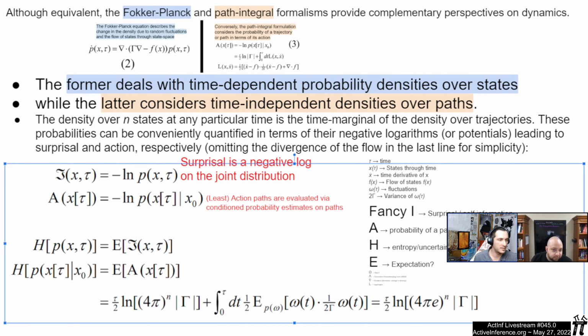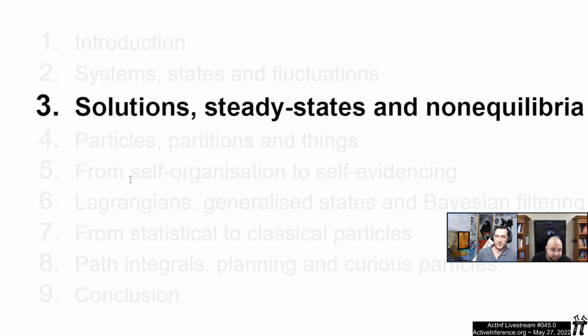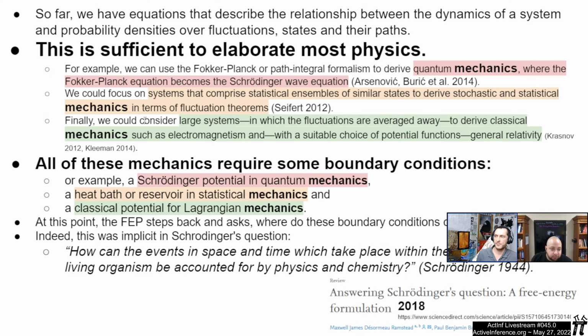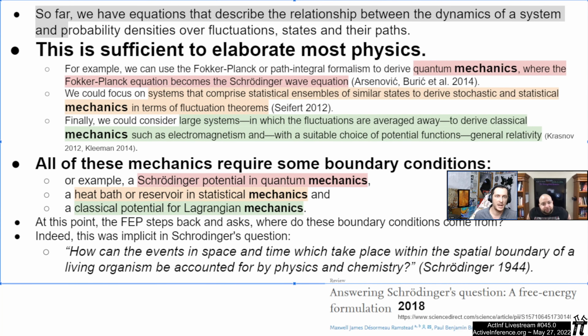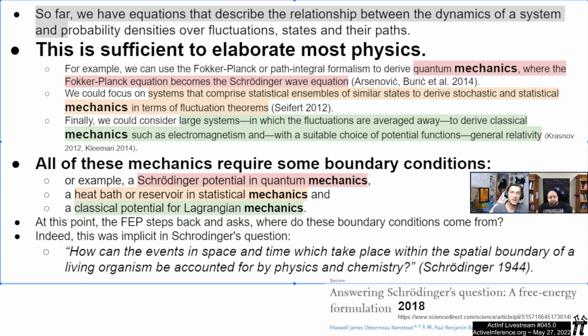No, that's awesome. Yep. Section 3, solutions, steady states, and non-equilibrium. So far, in sections 1 and 2, we have equations that describe the relationship between the dynamics of a system and probability densities over fluctuations, states, and their paths. This is sufficient to elaborate most physics. Big if true. Here's where, for example, we could use the Fokker-Planck or the path integral formalism, either side of that dialectic, to derive quantum mechanics, where the Fokker-Planck becomes the Schrödinger wave equation. Mechanics 1, quantum.